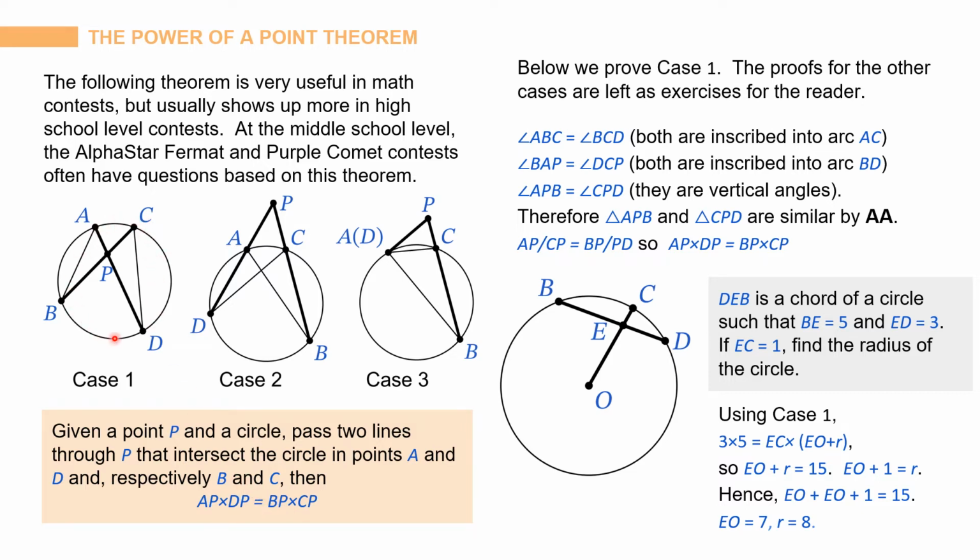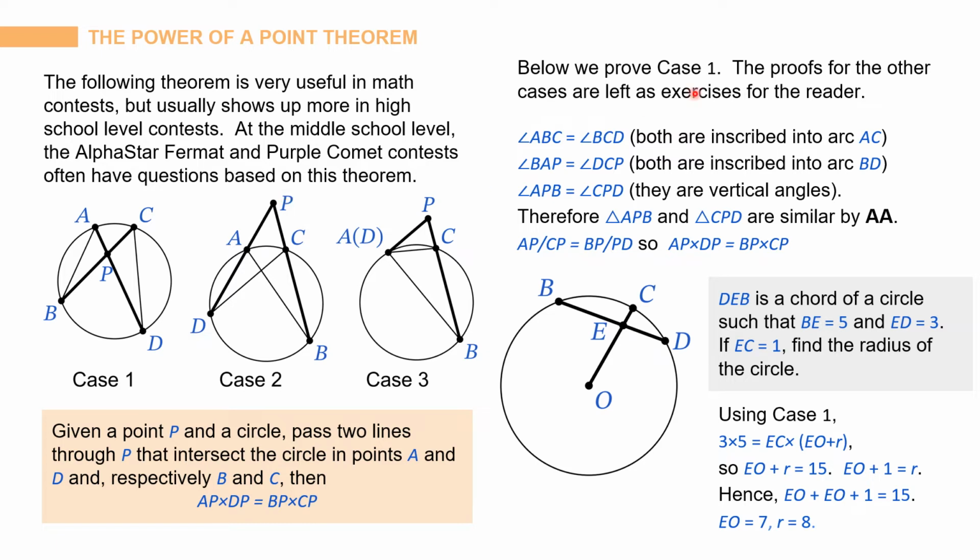When we're dealing with case 1, this is called the intersecting chord theorem because AD is a chord of a circle and BC is a chord of a circle. They intersect at point P, and then we basically know that BP times CP is equal to AP times DP. So let's prove case 1. And again, cases 2 and 3 are useful to remember and know how to do because the intersection point P can occur outside the circle.